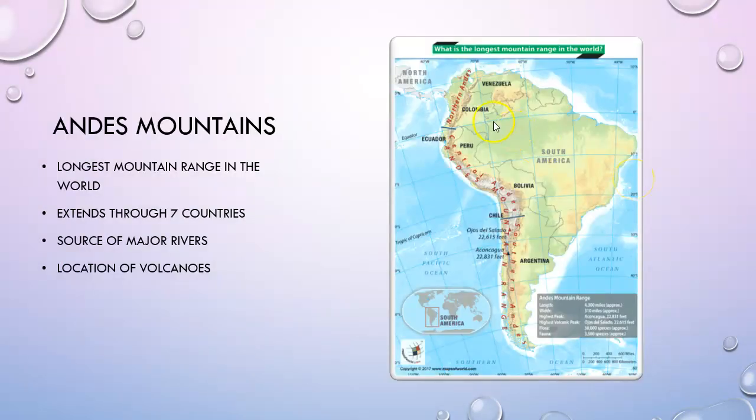So taking a look at these different areas, you have the Andes Mountains. If you remember, we talked about the continuation from Central America all the way down into South America. It is the longest mountain range in the world because it extends pretty much from the northern part of South America all the way down to the southern part. It extends through 7 different countries. It is a source of the major rivers in South America, and it is a location for volcanoes. Some of the mountains that are actually part of the Andes Mountains are former volcanoes.